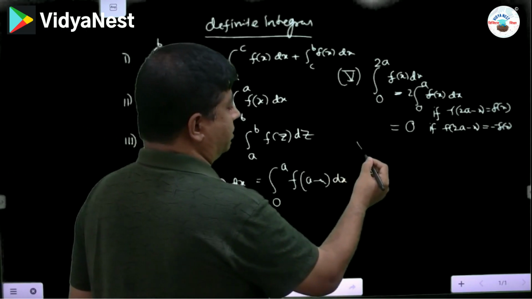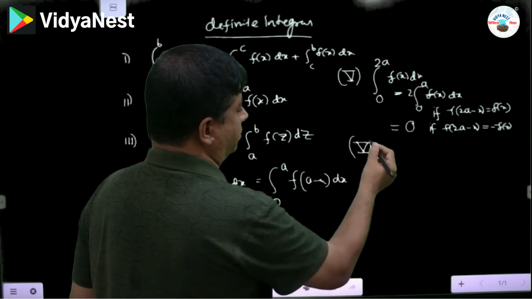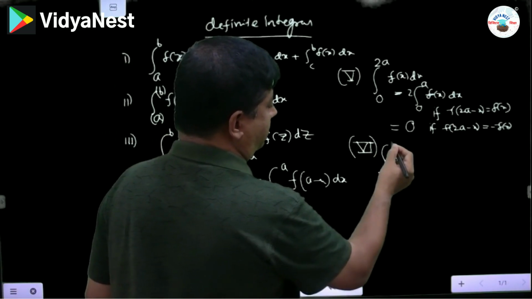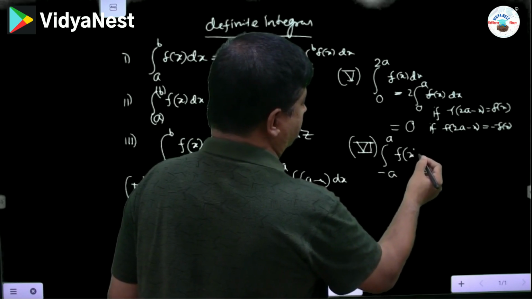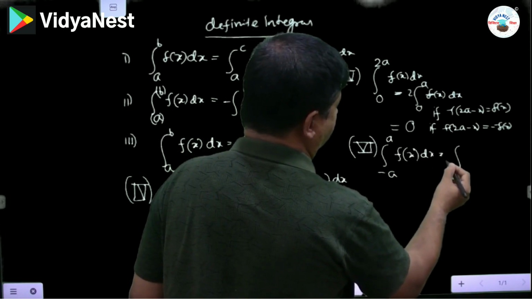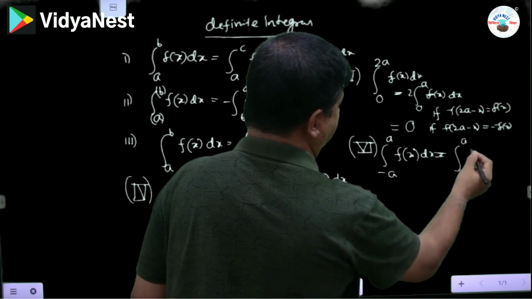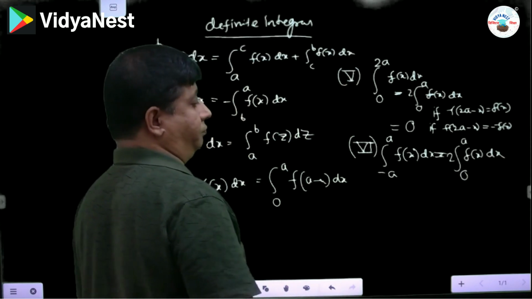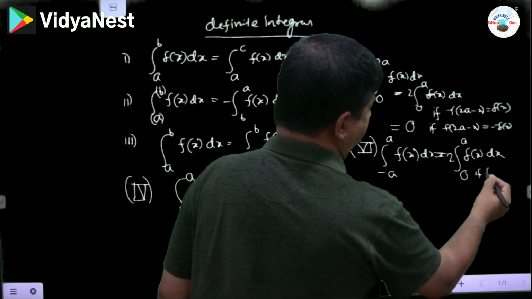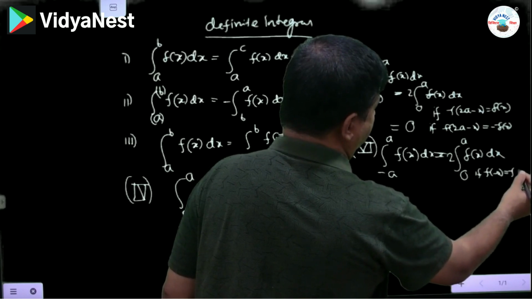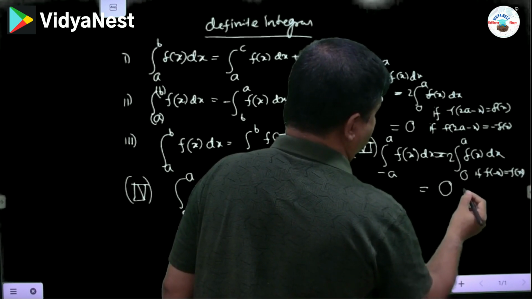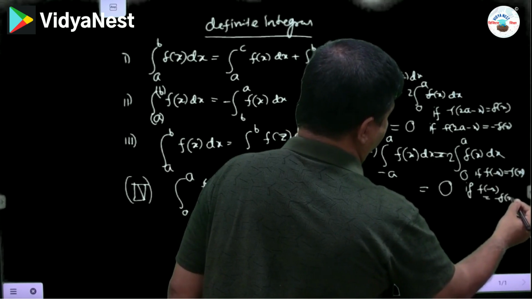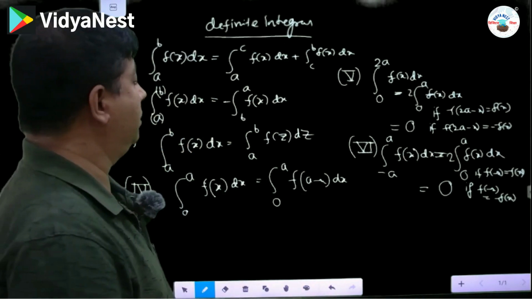Property number 6, we did. What is that? Which relates to odd and even functions. If it is an even function, it will be twice the integral; it will be 0 if it is an odd function. Okay.